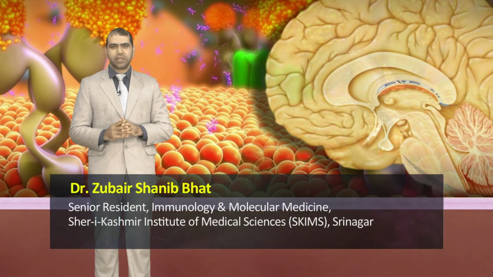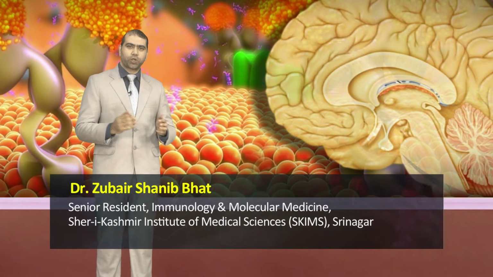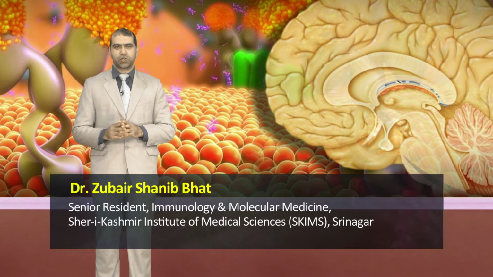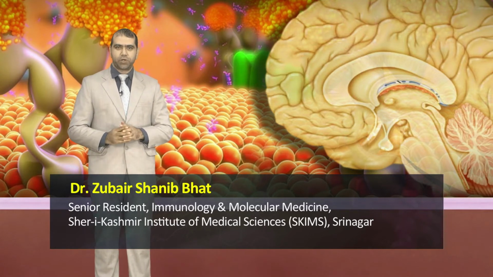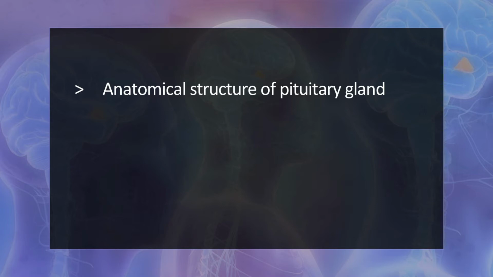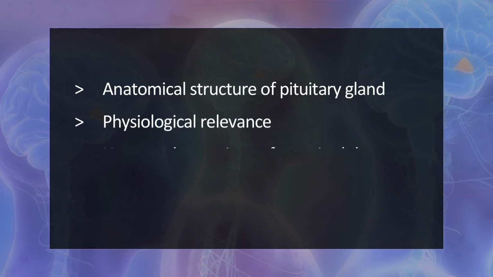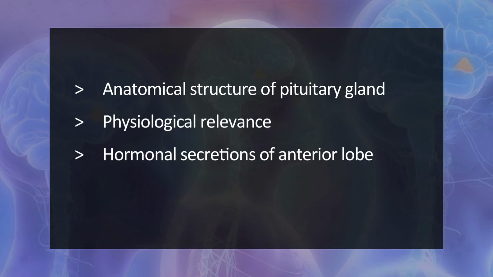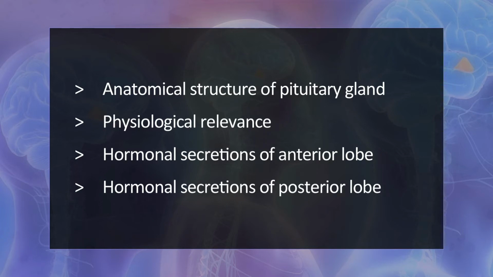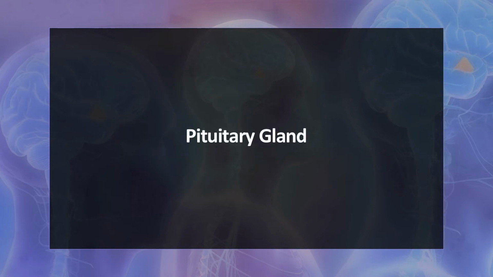Welcome, dear students. Today we are going to discuss an important topic on structure and secretions of pituitary gland. The main objectives of today's lecture are to unravel the anatomical structure of the pituitary gland, to understand its physiological relevance, to study the hormonal secretions of anterior lobe, and finally we will conclude with the hormonal secretions of the posterior lobe. So let us start with pituitary gland.